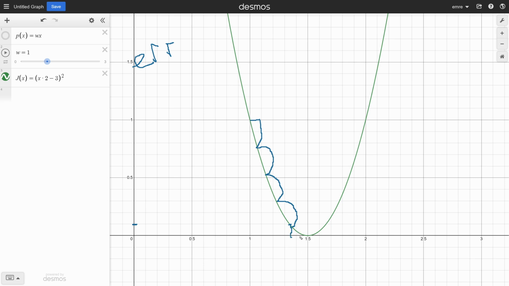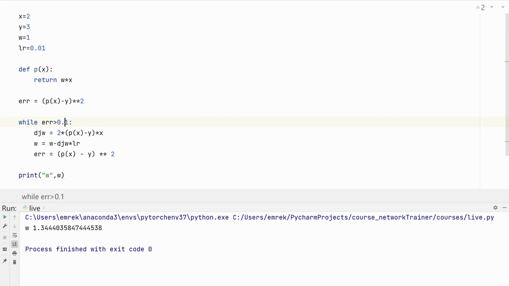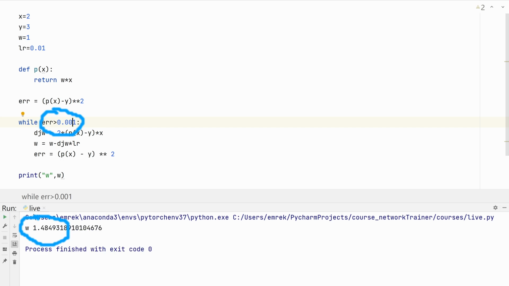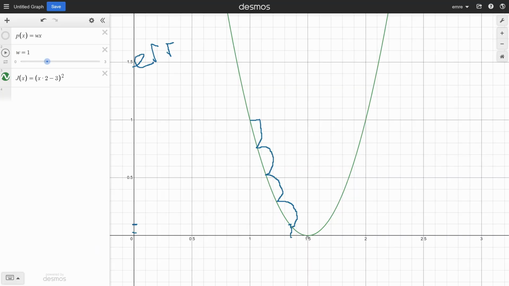Now if we want to get closer, we can decrease this threshold. It is 1.45. And now it's even closer. The exact value is 1.5 here.